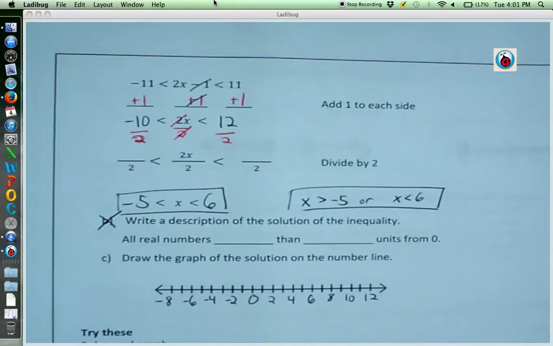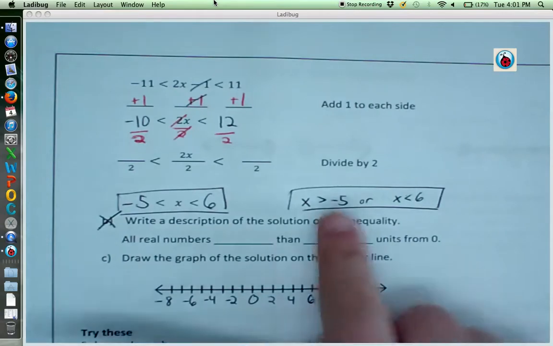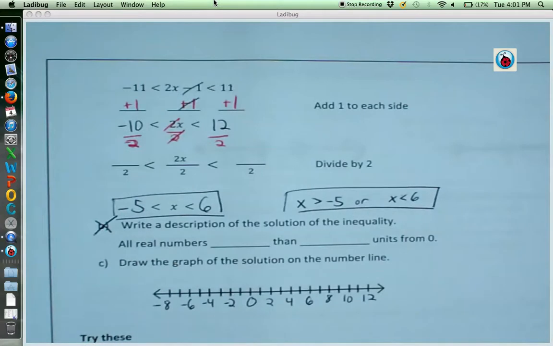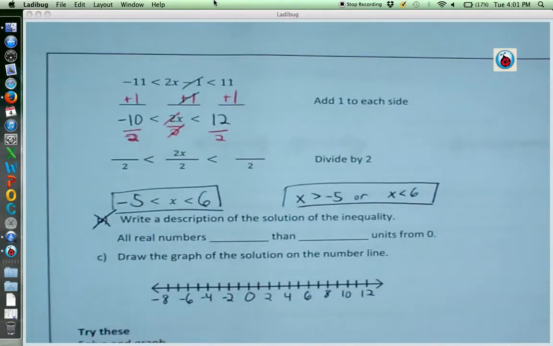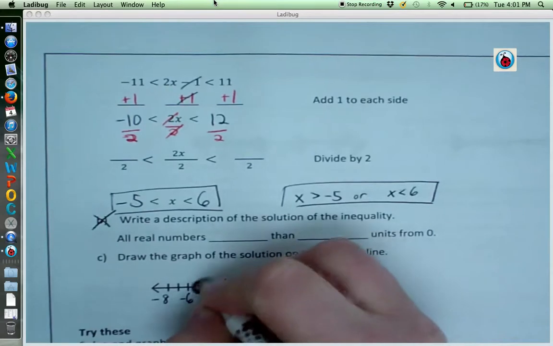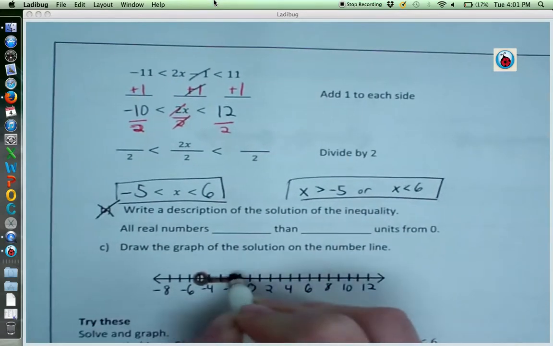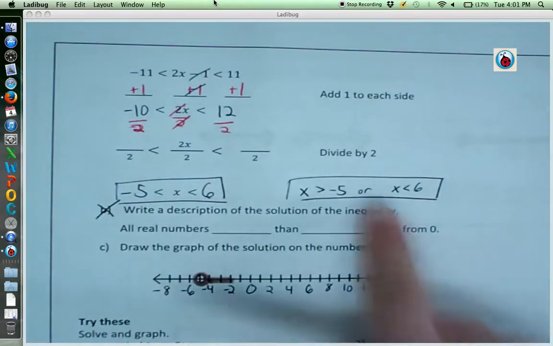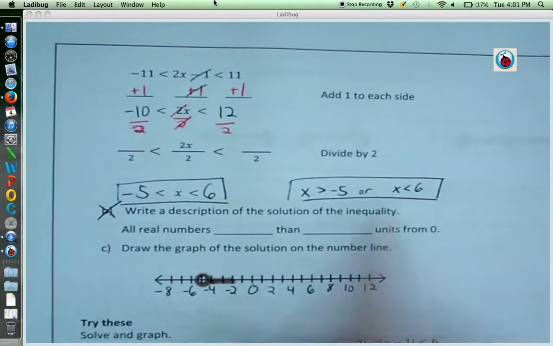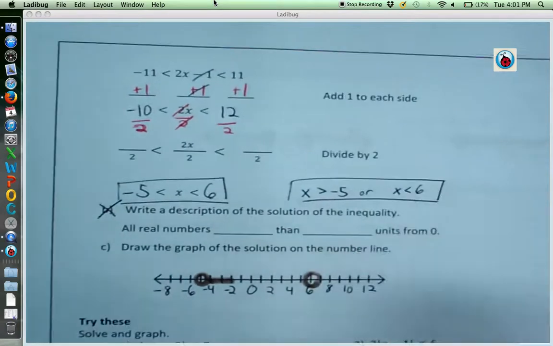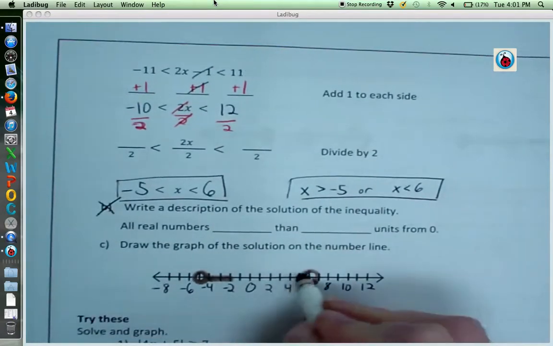If I'm graphing these two inequalities, let's start with this one. X is greater than negative 5. That'll be an open circle at negative 5, and everything shaded to the right of negative 5. I'm just going to start that shading, because you'll see what's going to happen in just a moment. When I start graphing x is less than 6, it's going to be an open circle at positive 6, and everything less than 6, so everything to the left.